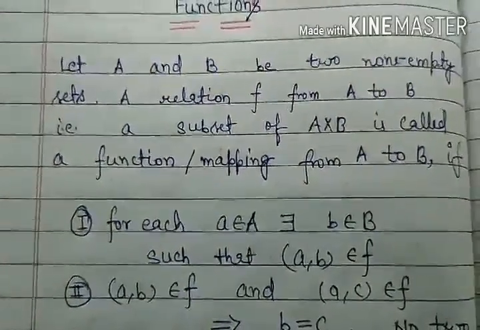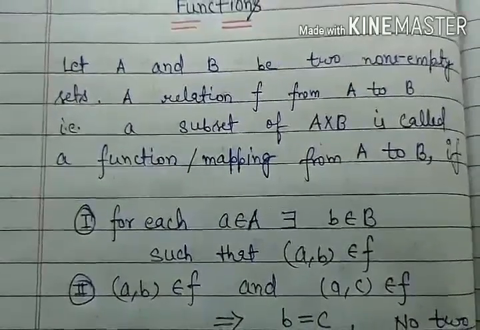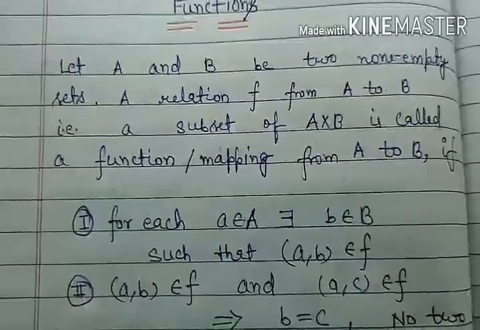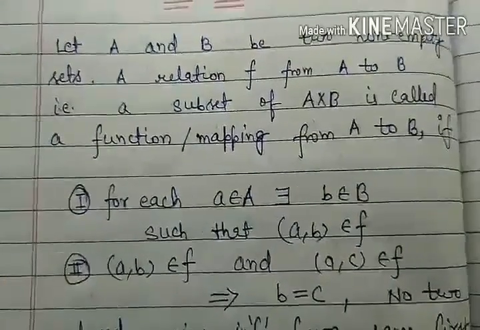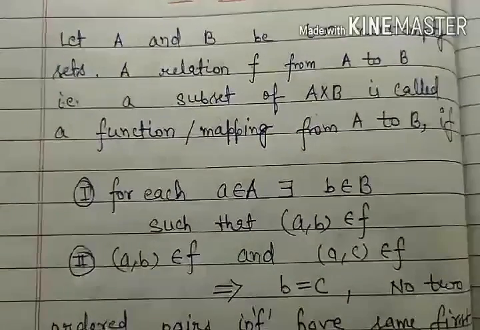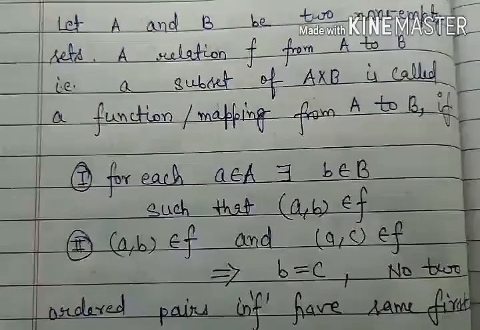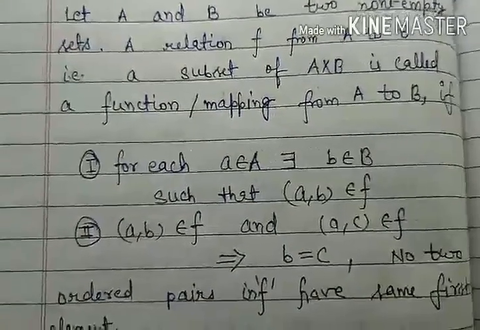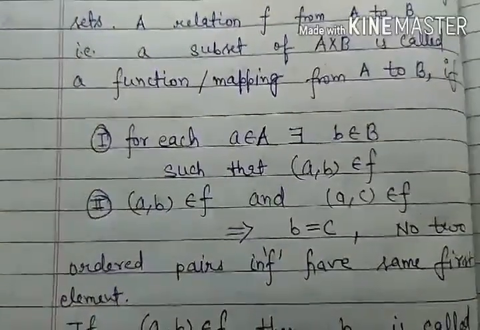Let A and B be two non-empty sets. A relation f from A to B, which is a subset of A × B, is called a function or mapping from A to B if, first, for each a belonging to A, there exists b belonging to B such that (a, b) belongs to f. Second, (a, b) belongs to f and (a, c) belongs to f implies that b equals c. No two ordered pairs in f have the same first element.